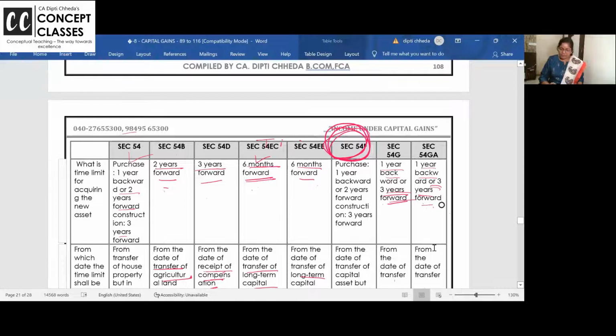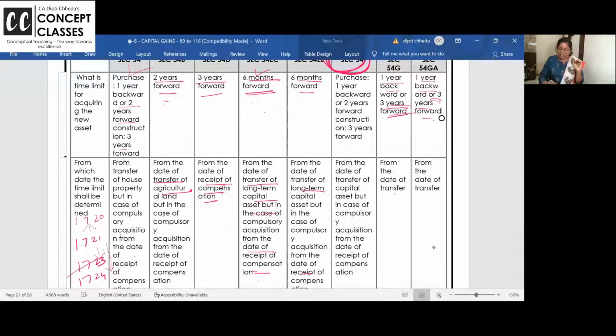Time limit. For purchase of the house, 1 year backward, 2 years forward, construction 3. Agricultural land, you have to buy agricultural land only. Sell land, purchase land in 2 years. Land and building both, 3 years. For shares and mutual funds, 6 months. And for urban to rural, urban to SEZ, 1 year backward, 3 years forward. 54F is still left. It is saying, when will my turn come? It will come. Okay. Now, from which date?